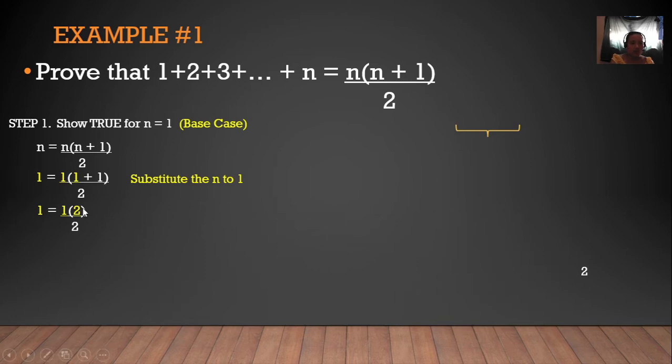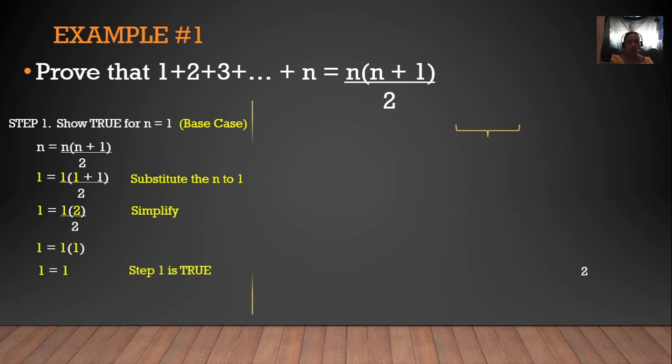Next, 1 plus 1 equals 2. So 1 times 2 divided by 2. The answer is, by simplifying, we have 1 equals 1. That means n is equal to 1 is true.